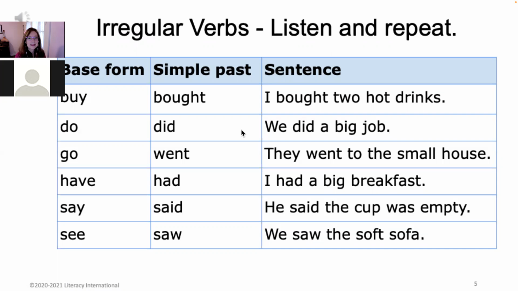So we have some sentences here. I bought 2 hot drinks. We did a big job. They went to the small house. I had a big breakfast. He said the cup was empty. We saw the soft sofa. And so they get used to hearing and seeing those words.